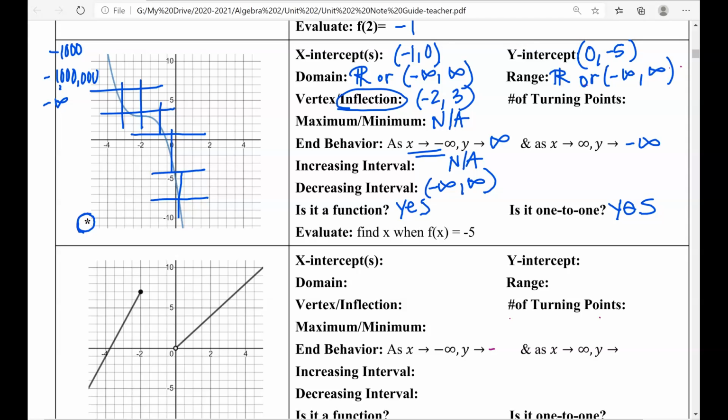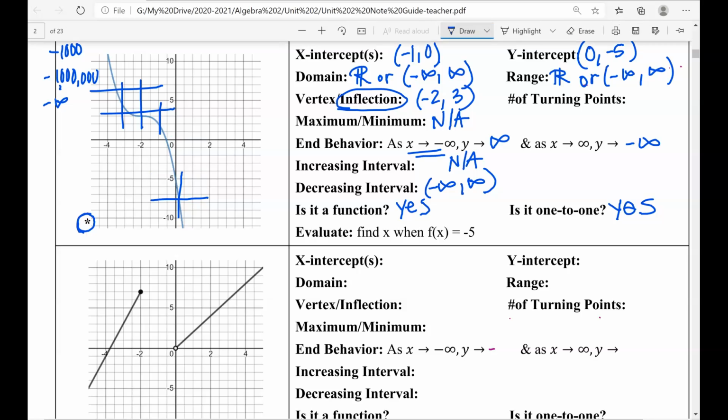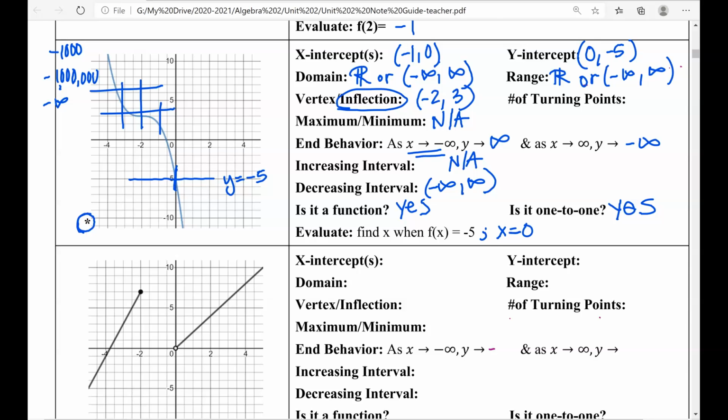Evaluate. Find x when y is -5. Let's go find x. This is where I go and draw a y line. Right there, when I draw a line, y equals -5, x happens to be 0. So x equals 0. It happened to be the same point as our y-intercept.